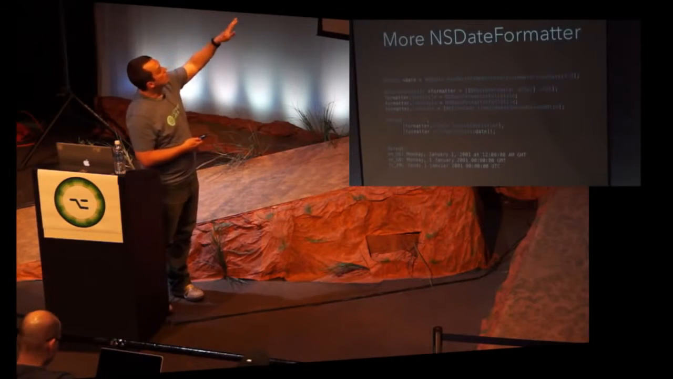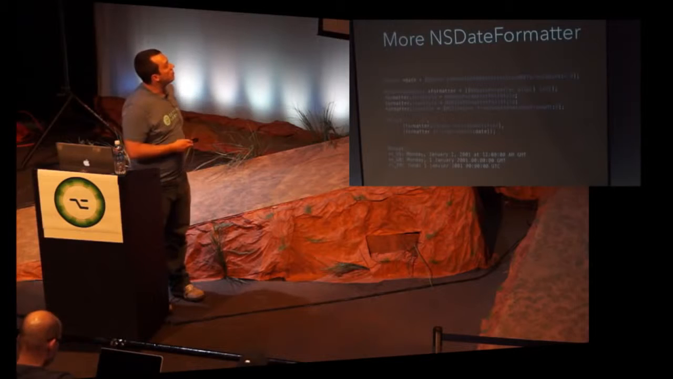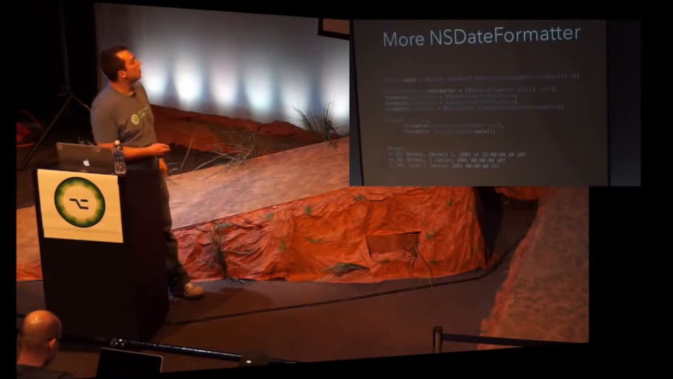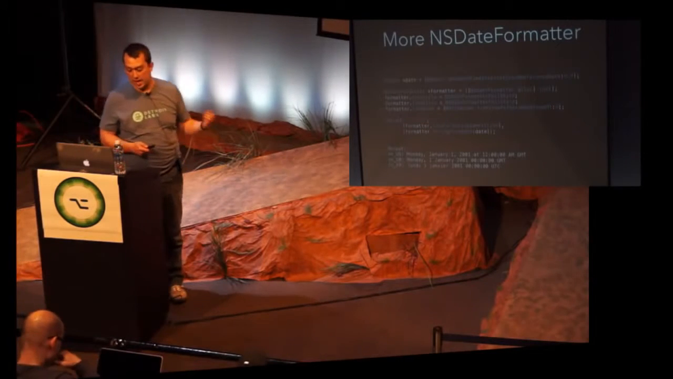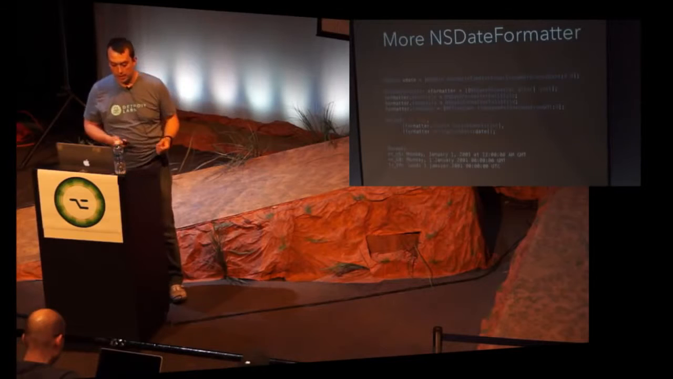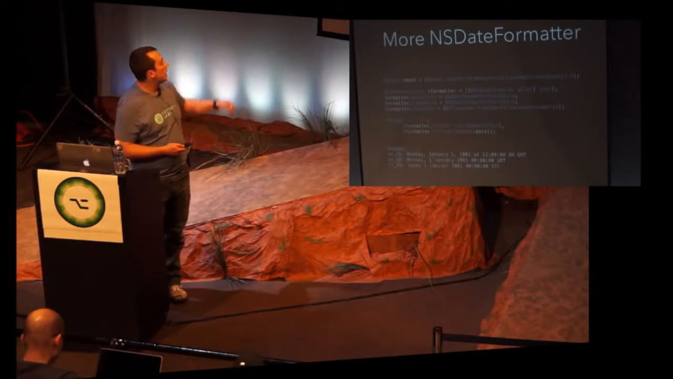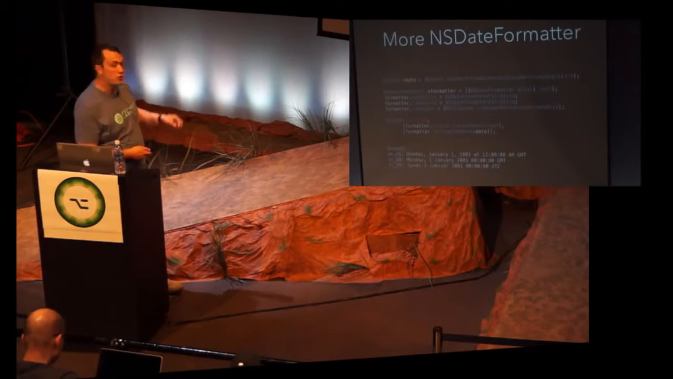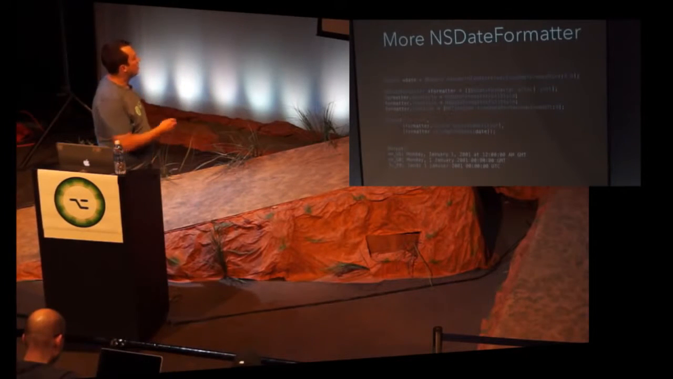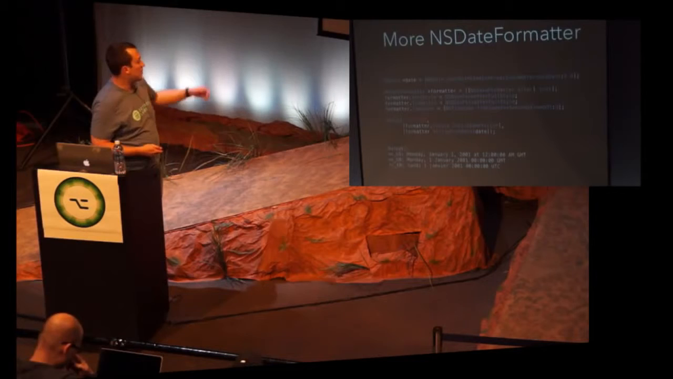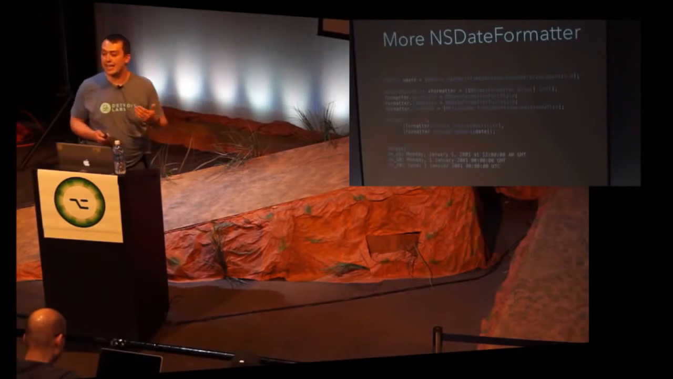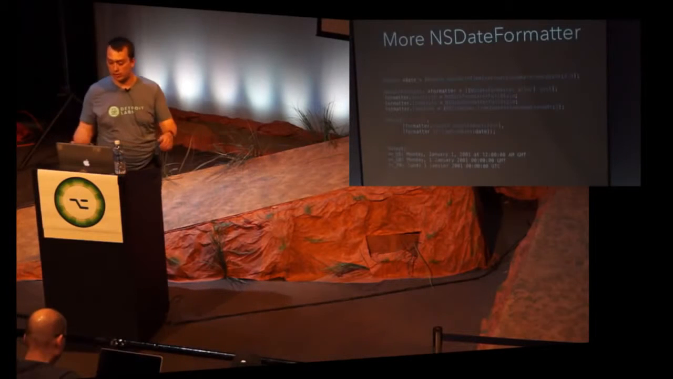So we've got our date, and we're going to give it a 0 interval since the reference date. So this is January 1st, 2001. We make a new date formatter, and we set the style. So for the date, we want the full style. For the time, we want the full style. Give it a GMT time zone, and then we print it out. And if you change the locale of the simulator when you run this, you get different results. For instance, in France, they don't capitalize Monday or the January. And I didn't have to write that, right? I didn't have to know French to get that to work.